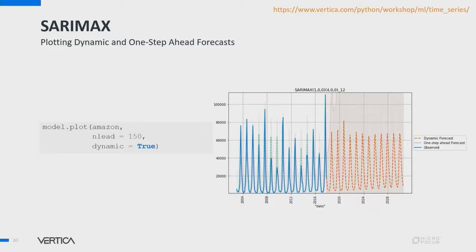And they're actually pretty easy to use. model.plot Amazon, number of leads 150 in this case, and we set dynamic to true. So you get this pretty cool graphic on the right.